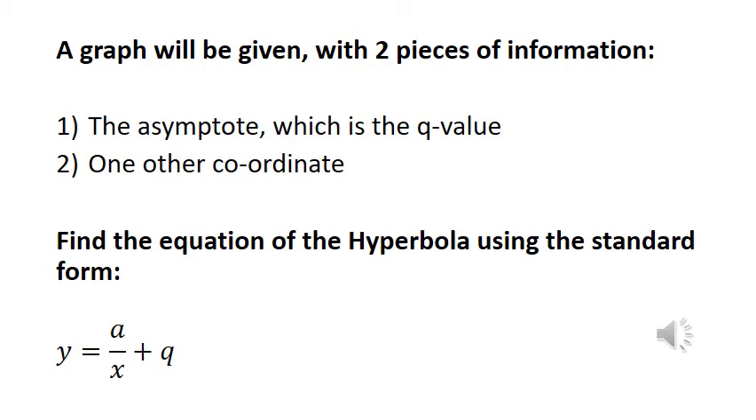So they will give you the asymptote of the graph, and the other thing that they need to give you is one coordinate. Once you have got those two pieces of information, you need to please remember that you need to find the equation, and it must be in the standard form: y is equal to a over x plus q.